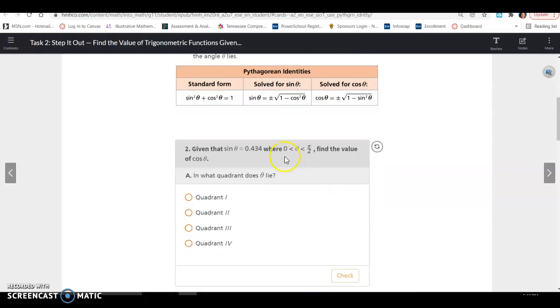All right, it says given the sine of theta equals 0.434, where theta is between 0 and pi over 2, find the value of the cosine. All right, in what quadrant does theta lie? So this is telling us which quadrant it lies in. Remember, this is in radians. So think about what this would be in degrees. Pi over 2. So we know the whole unit circle is 2 pi. We know that 180 degrees is pi. So half a pi would just be 90 degrees. So if it's between 0 and 90, that means it's in the first quadrant.